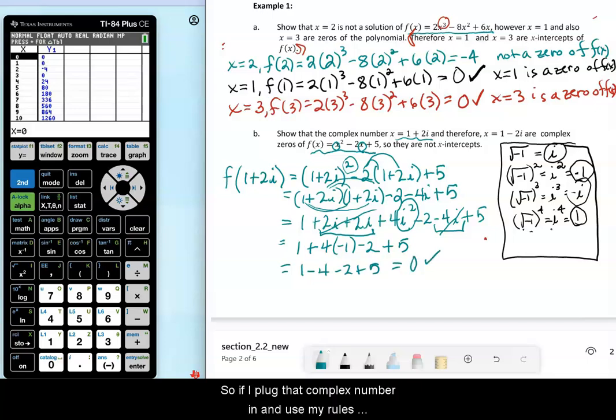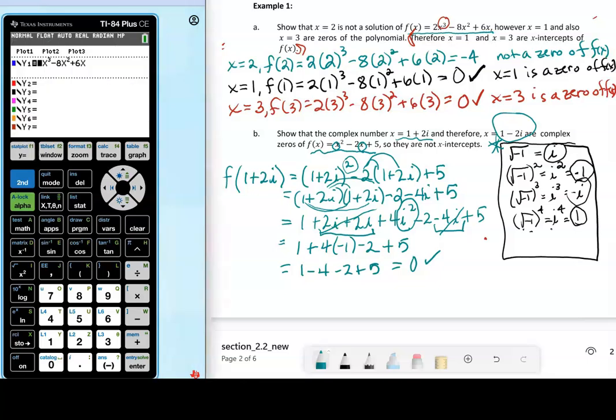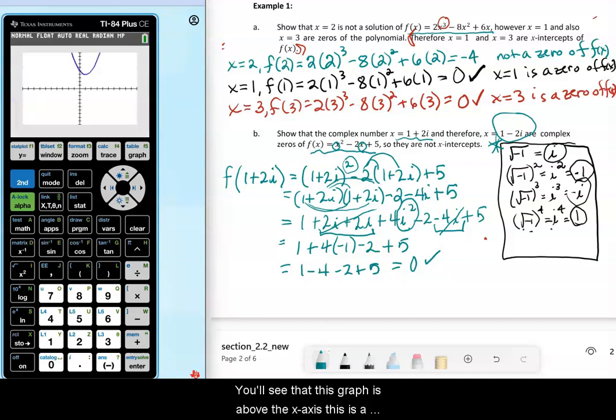So if I plug that complex number in and use my rules of complex numbers and how they simplify, 1 plus 2i is a 0 of that function. And that means that its conjugate, 1 minus 2i, is also a 0 of that function. And because they're complex zeros, they won't show up on the graph. If we go into our calculator and we decide to graph it, you'll see that this graph is above the x-axis. This is a parabola. It has a positive value for a, so it opens upward. It's never going to turn back around and hit that x-axis. So that means that this function will never have an x-intercept.